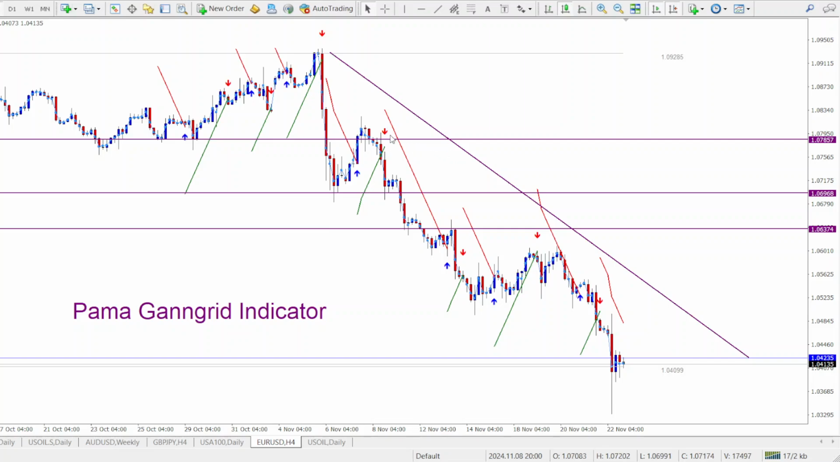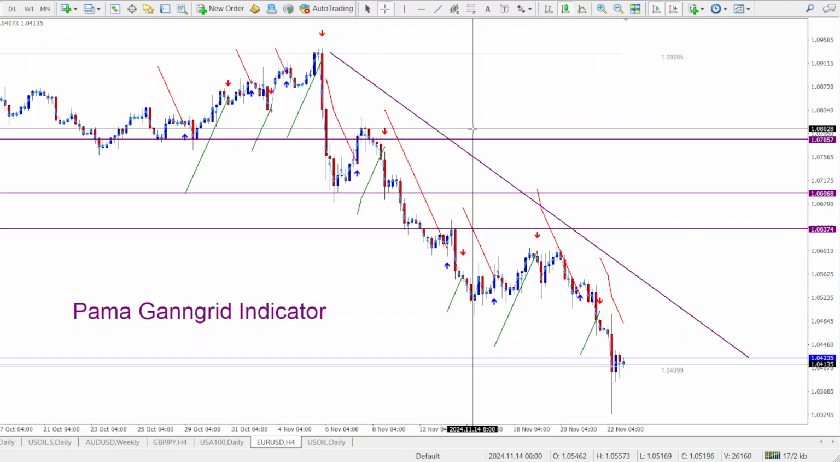Once you get your signal from the Pama Gann grade indicator, calculate your lot size based on your account balance. Do not risk more than 2% of your account balance in one single trade. So once you have calculated your lot size, calculate your risk to reward ratio. Once you have done that, then you can go ahead and enter the sell if it is a sell trend after you got your confirmation. And if it is a buy trend, go ahead and enter your buy after you have got your bullish confirmation. Okay, so it's quite a straightforward process.